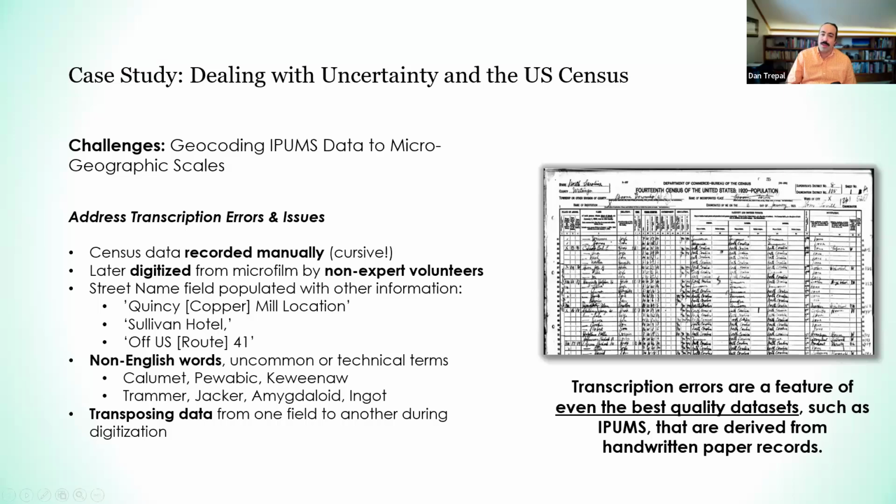There's also a situation where local knowledge becomes really important, and if the transcriber didn't have it, it produces some odd results. So we have in our data set, in our streets up here, names that are associated with mining, like Trammer, Jacker, Amygdaloid, Ingot. So those are geological or mining technology terms, and streets were named after that because this was a mining district. We also have indigenous languages that are used to name streets. So Calumet, Powabic, Keweenaw. And those are not only indigenous languages, but they're probably anglicized corruptions of indigenous languages. So someone not familiar with the area won't know what those are.